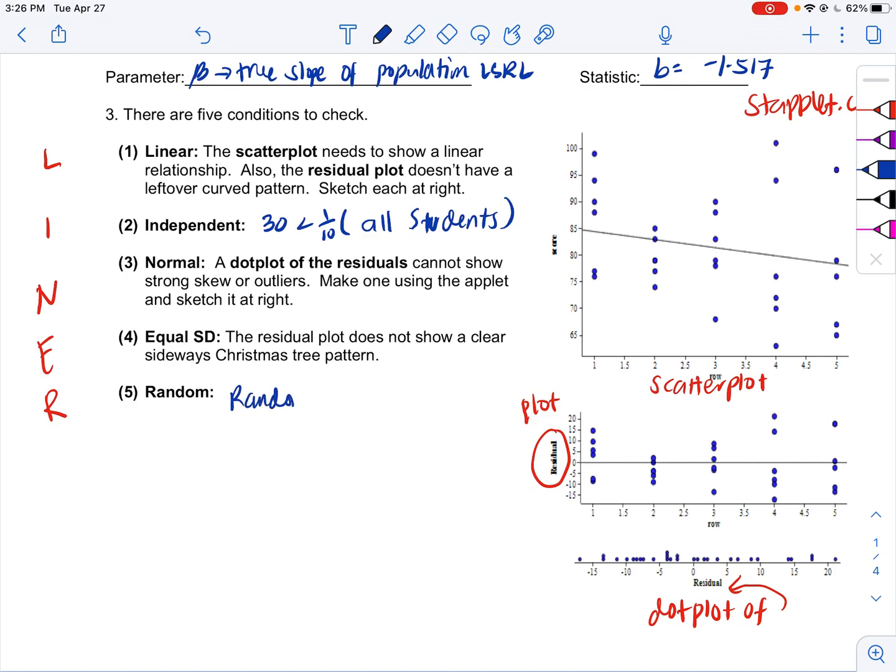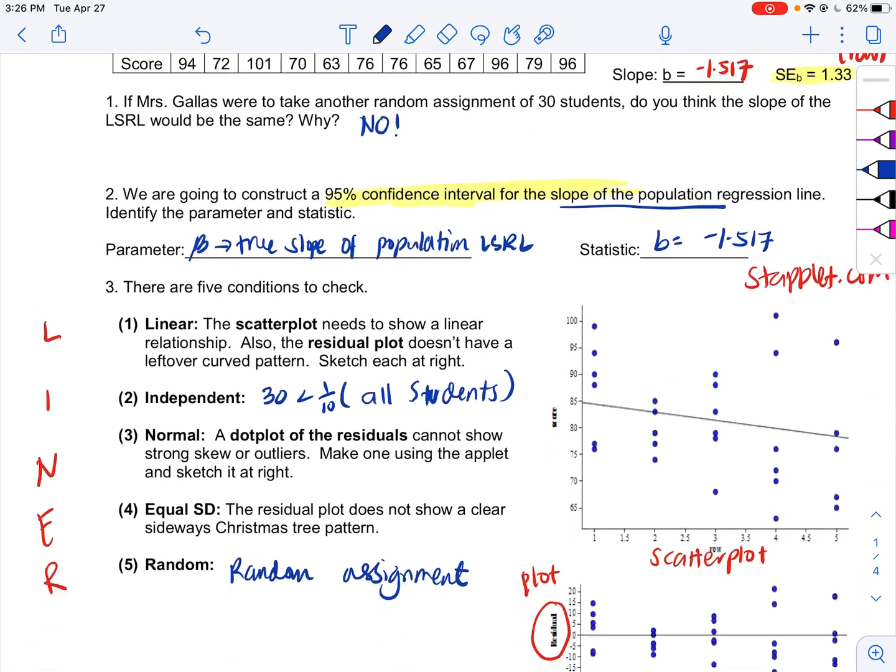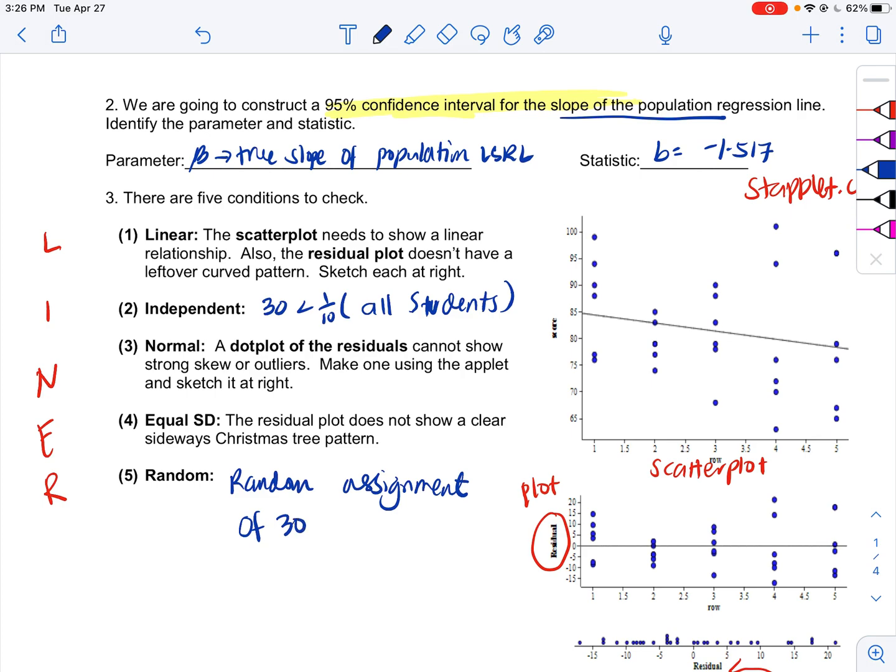Random: they did a random assignment. It did say it, right? A random assignment. Let's take a look. Random assignment of 30 students.